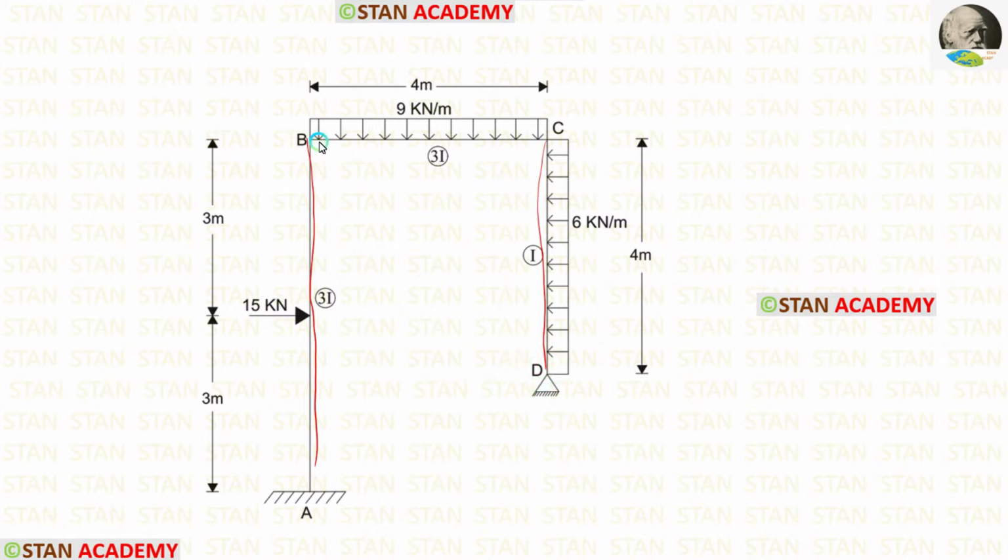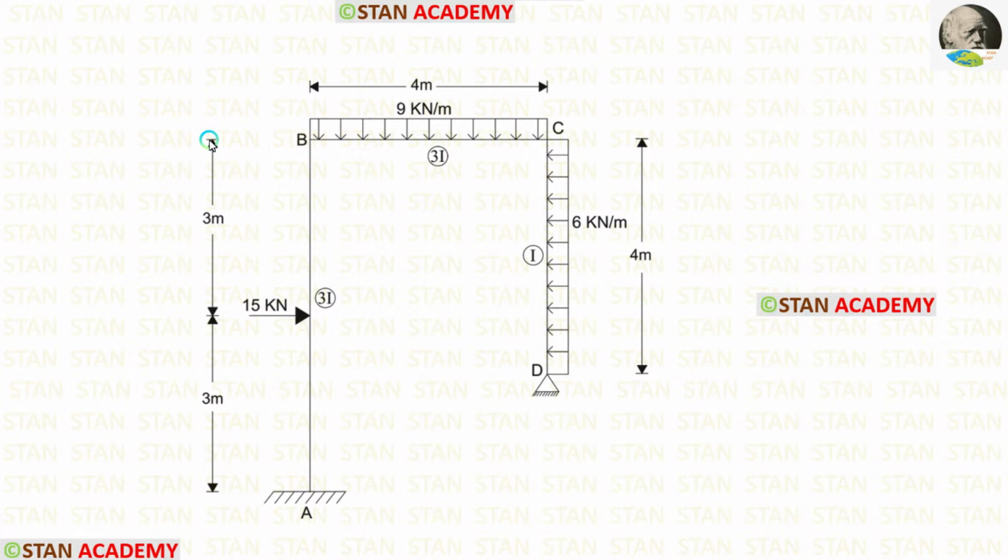Also, there is a beam BC. In the column AB, there is a point load 15 kN acting in the center. In the beam BC, there is uniformly distributed load 9 kN per meter. This load is acting for the full span. In the column DC also, there is a uniformly distributed load 6 kN per meter. This load is also acting for the full span.